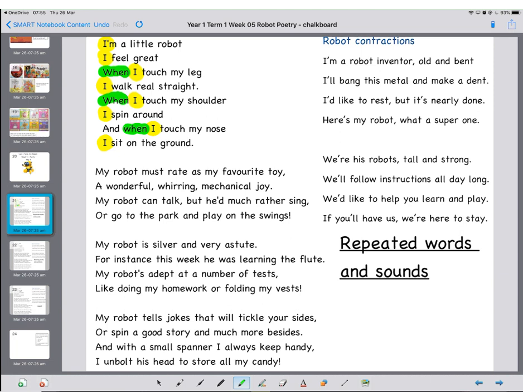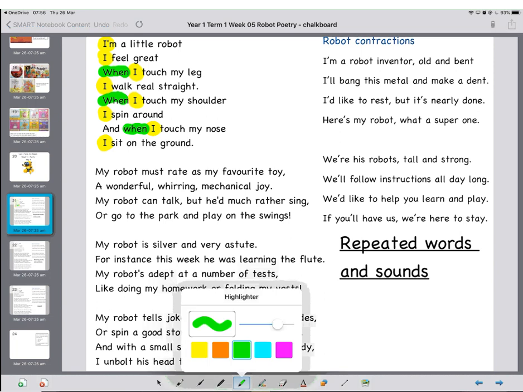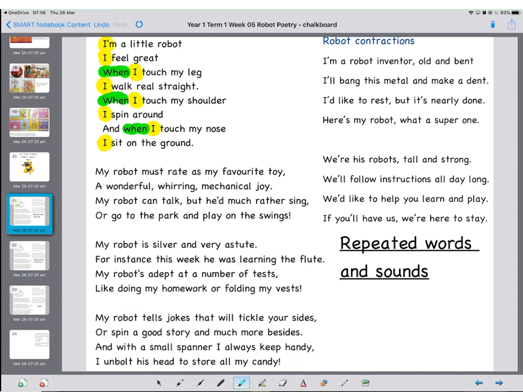So there's two more poems here to have a go at. I'm just going to show you what it means by repeating sounds in the second poem. So I'm going to do the first stanza. Now there isn't a lot of this. Repeating sounds is often called alliteration. So my robot must rate as my favourite toy, a wonderful whirring mechanical joy. And do you see the way that the poet has used the W sound for wonderful and whirring in there?